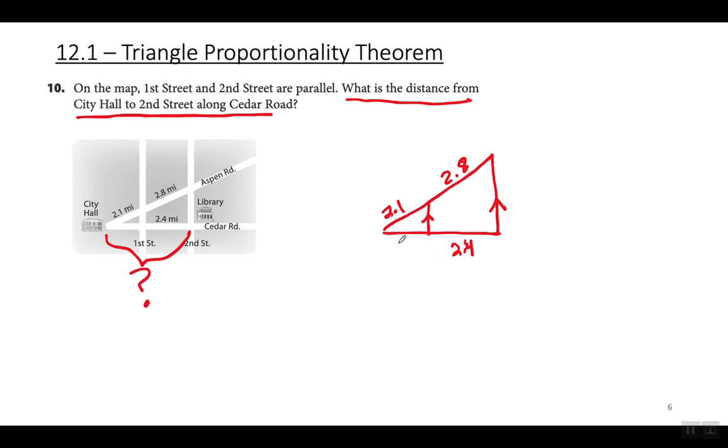Alright, so let me put an x here. Alright, so first I'm going to set up my proportion. x over 2.4 equals 2.1 over 2.8.